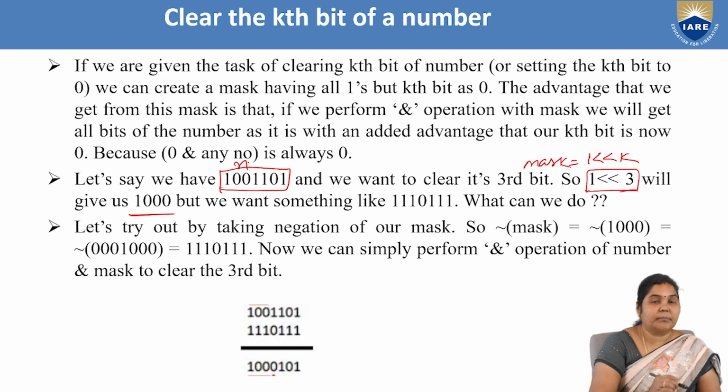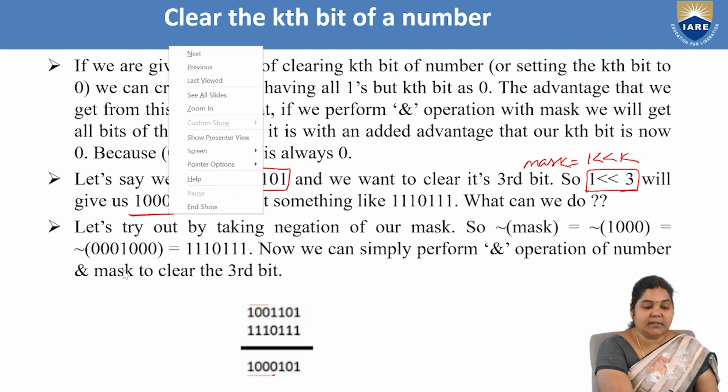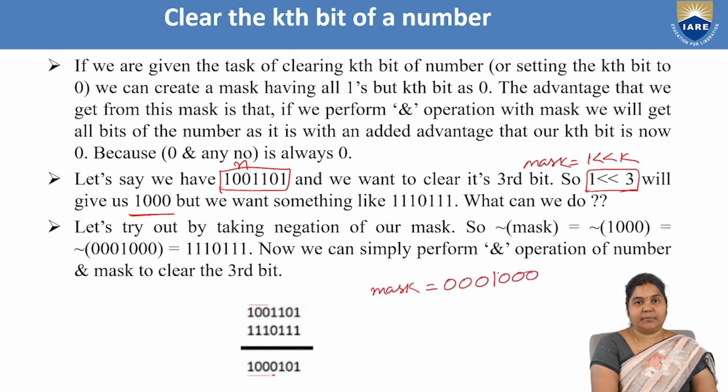This is our original number n. How many bits is the number? 3, 4, 5, 6, 7. It is a 7-bit number. So let us prepare a 7-bit mask where that third bit should be clear. If you prepare the mask up to 7 bits, it will look like this: 0001000. This is our 7-bit mask.